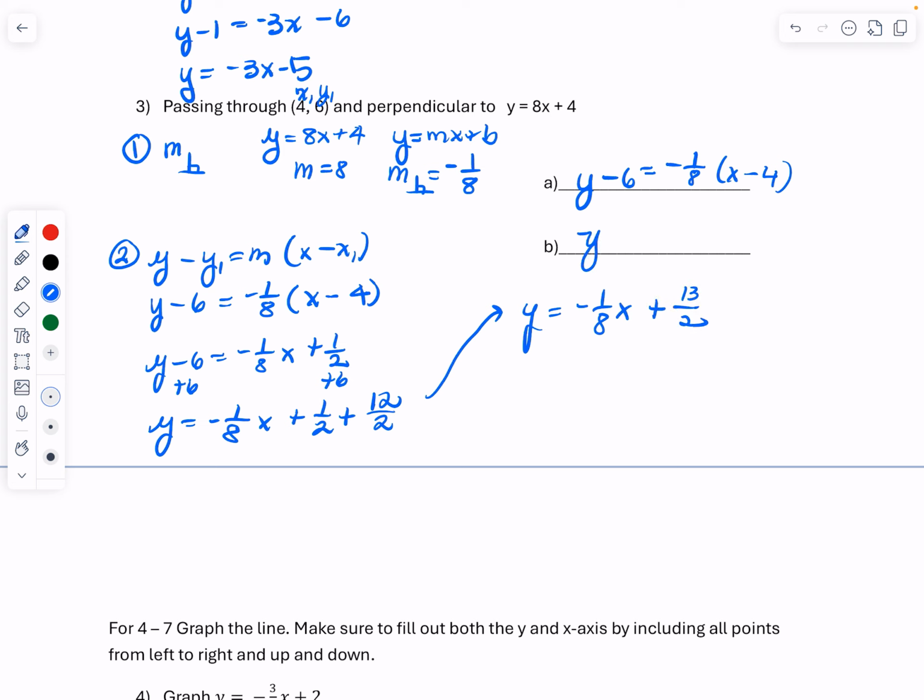So this is another way you can do it. If you're comfortable killing the fraction, then by all means do that, but you're going to come up with the same answer. Okay, so that was 1 through 3.